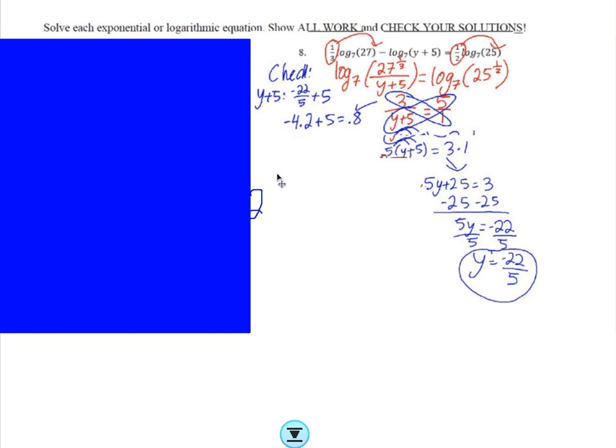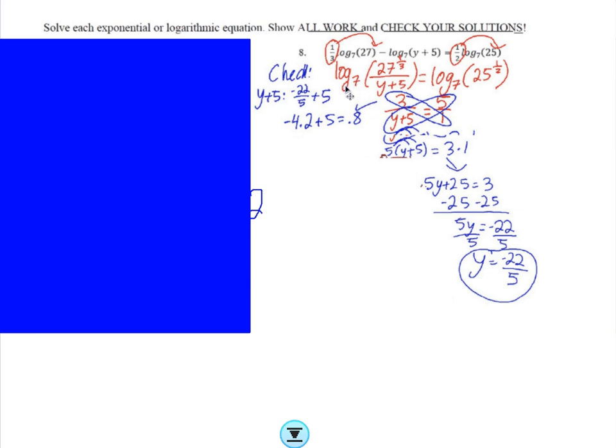Alright, number 8. This is logarithmic. It is log equals log. I can tell that it's log equals log because I have all of these logarithms and there's no constants that are by themselves. I do have two constants, 1/3 and 1/2, but they are multiplied by logarithms, which means we're going to get rid of them as part of our condensing, and we don't need to do log equals constant. This is log equals log. So I need to condense.